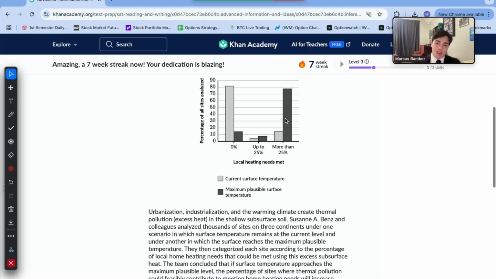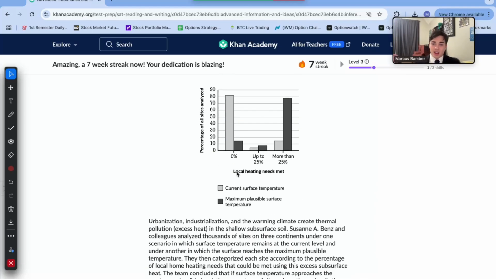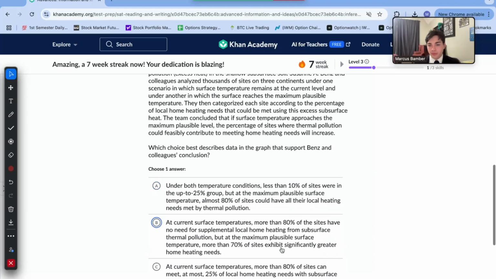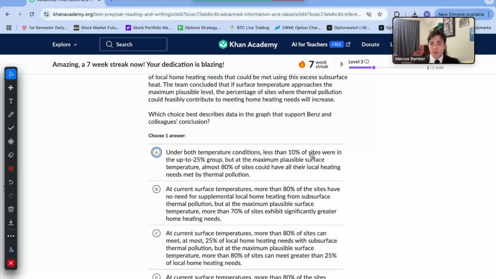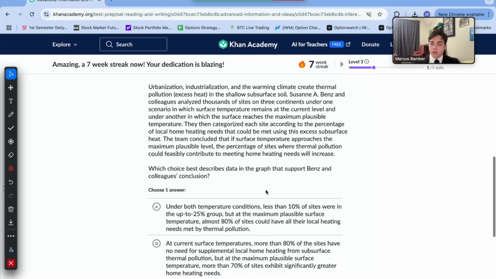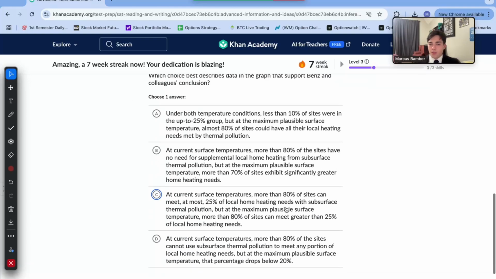As we can see, this is supported by the graph because at these maximum plausible surface temperature, more than 25% could have their local heating needs met, where this is pretty much non-existent if they're at the current surface temperature. All right, which best describes data in the graph that supports this conclusion? Under both temperature conditions, less than 10% of the sites were in the up to 25% group. That's incorrect. Direct contradiction is maximum plausible surface temperature over just under 80% of the sites reach more than 25%.